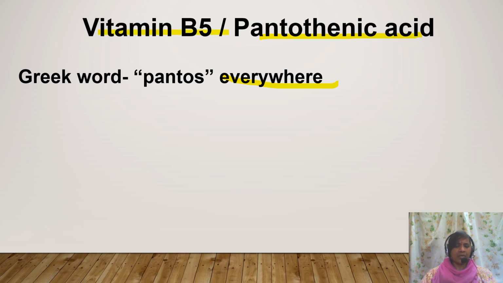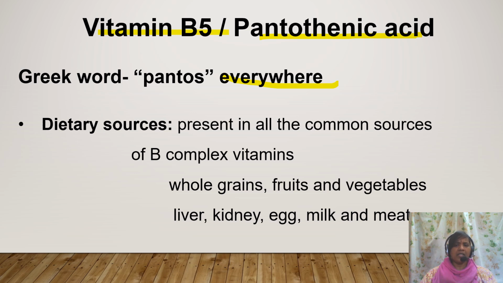Coming to the dietary sources, as I told you, it is present in almost all the food sources, and all the common sources of B complex vitamins contain this vitamin, like whole grains, fruits and vegetables or green leafy vegetables, liver, kidney, egg, milk and meat. Almost all the diet will contain at least a minimum amount of pantothenic acid.